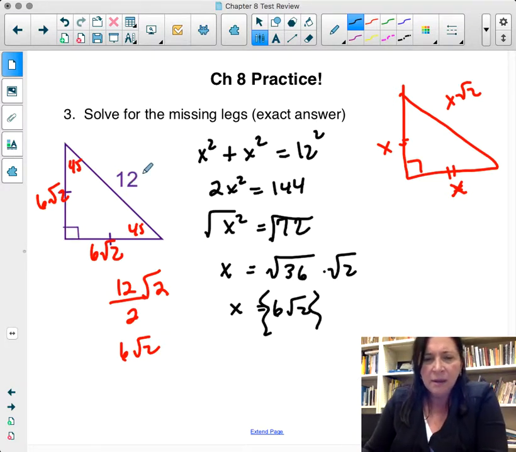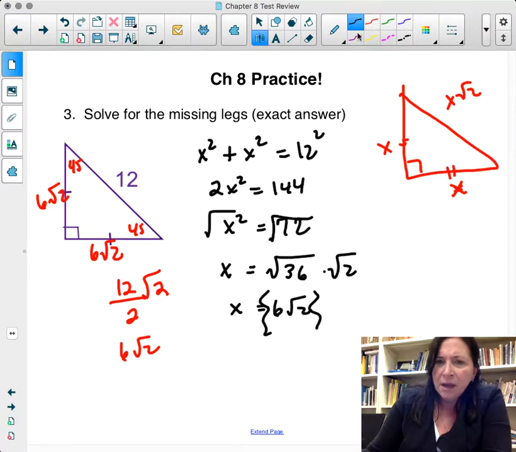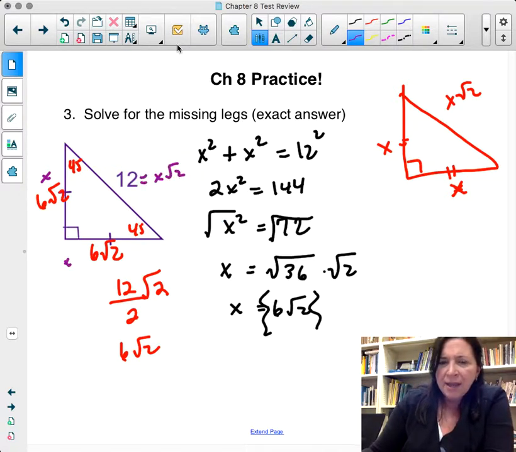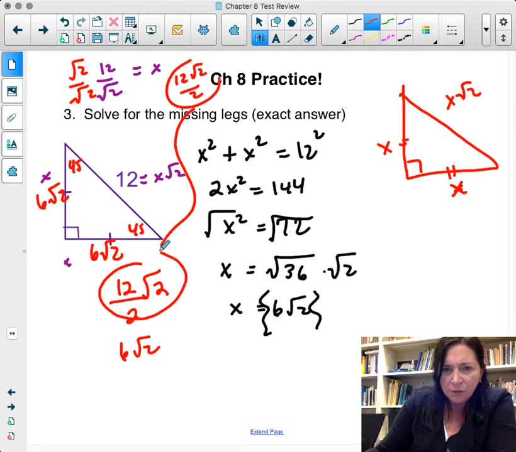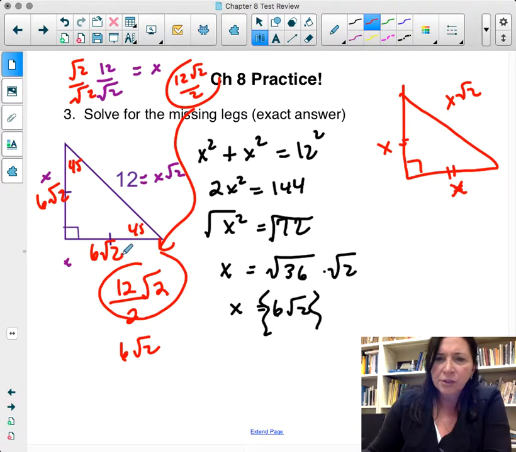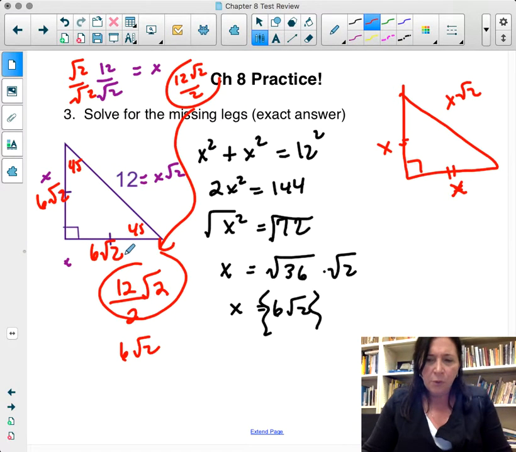And I think the last way I could have done this would have been, if I know this is x, and this is x, and this is x root 2, I could have set this equal to x root 2. And in doing that, I would divide by root 2. So x equals 12 divided by root 2. And then, of course, I would multiply by root 2 over root 2, right, to get rid of the denominator. And I'd have 12 root 2 over 2. And that's what I got here. Do you see that? That's how you do that. And then you end up getting 6 root 2. So you have a lot of options for that problem, and figure out how you like to do that. That's your choice.